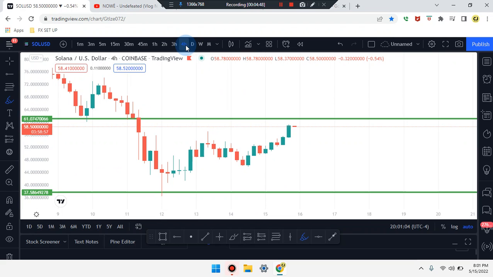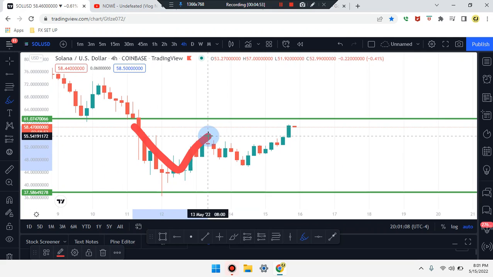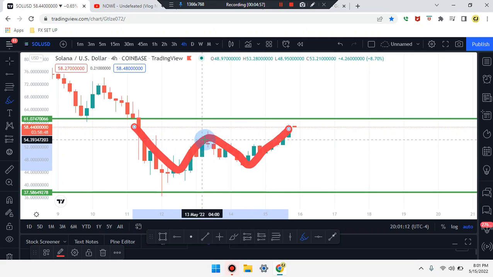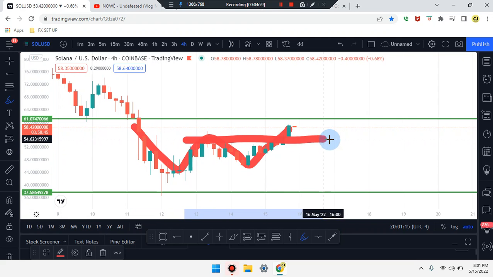Headed down to the 4 hour. So we're starting to see patterns. So let's take a look at it again. Overall, first, second, third, market pushed up for that fourth. So we see that M pattern. Also, price has broken this level.